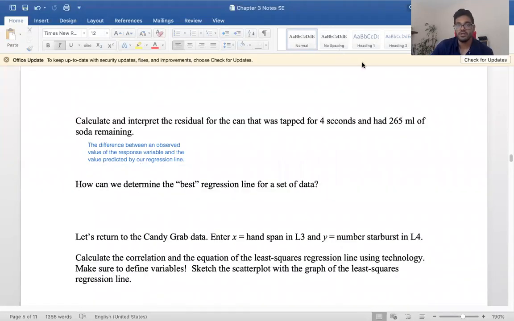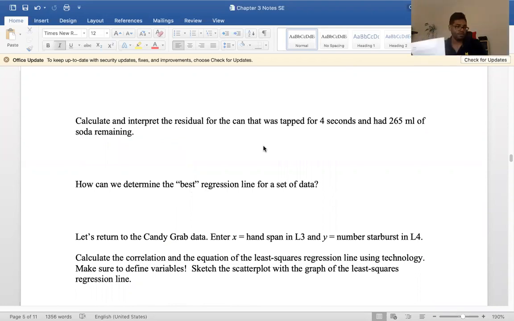Okay, so next question here is find the residual, calculate and interpret the residual for the can that was tapped for 4 seconds and has 265 milliliters left. So this right here, the 265 is your actual y value. This is what was actually found in the data set, right? So we tapped it for 4 seconds in the actual data set, and we had 265 milliliters left.